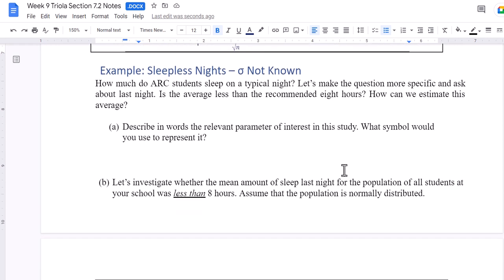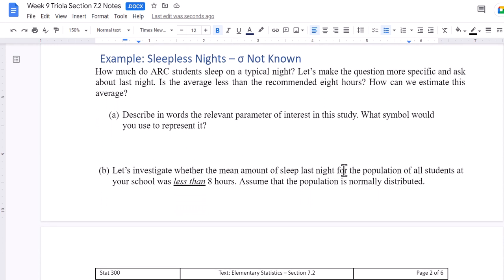So let's try this example of sleepless nights. This is an example when the population standard deviation, sigma, is not known. My question is, how much do ARC students sleep on a typical night? Let's make it more specific and ask about the previous night. I assigned a survey and asked you to take it, and that was about the prior night. Is the average less than the recommended 8 hours? It is recommended that people sleep 8 hours in a night, so I wanted to see how much ARC students sleep on a typical night.